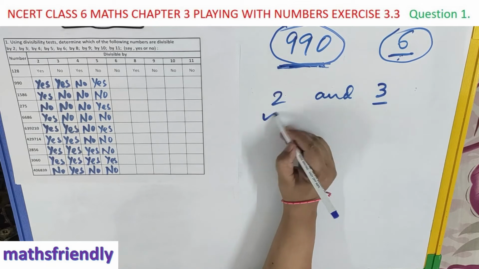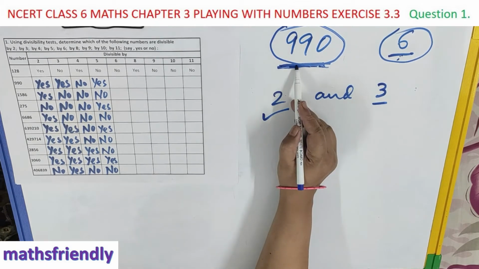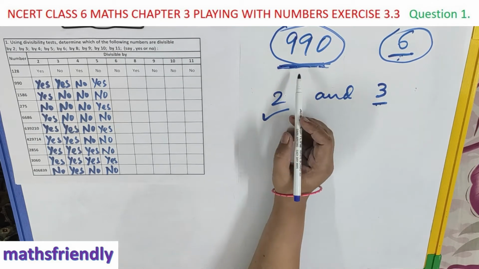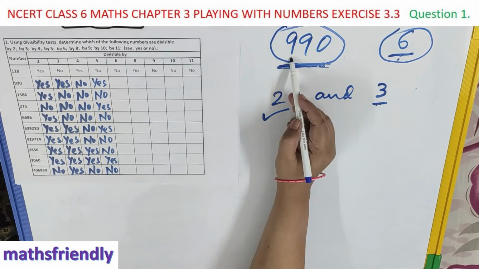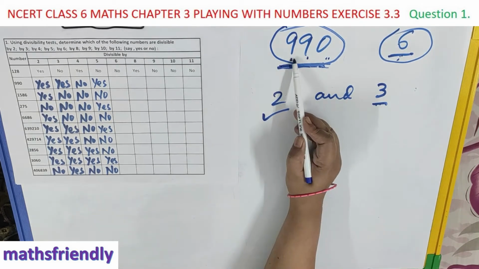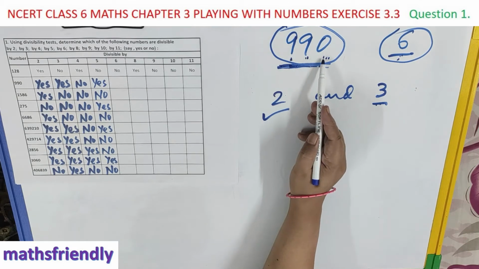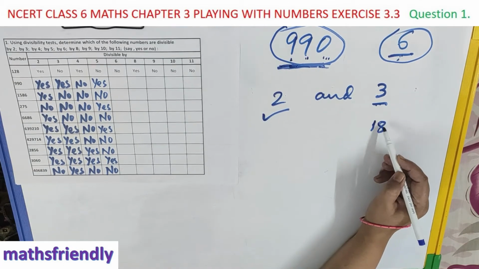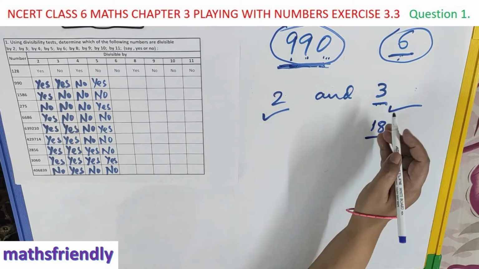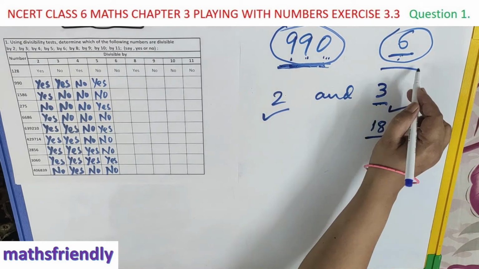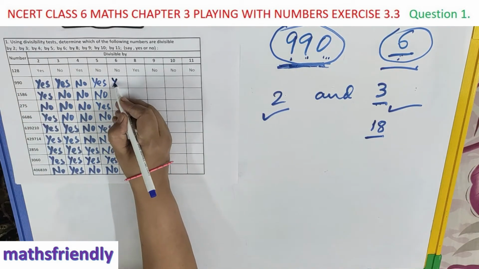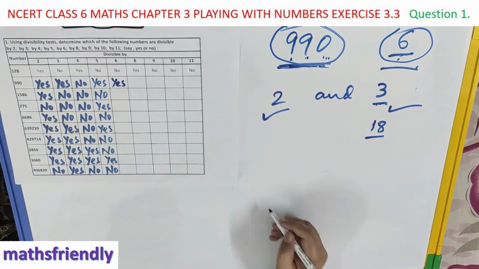Yes, this number is divisible by 2 and this number is also divisible by 3. Yes, because if we add the digits, we get 18 and 18 is divisible by 3, because 9 plus 9 plus 0 gives 18. So, this number is also divisible by 3. It means this number is divisible by both 2 and 3. It means this number is also divisible by 6. So, we can write yes, this number is divisible by 6. Okay, now what is the next number?